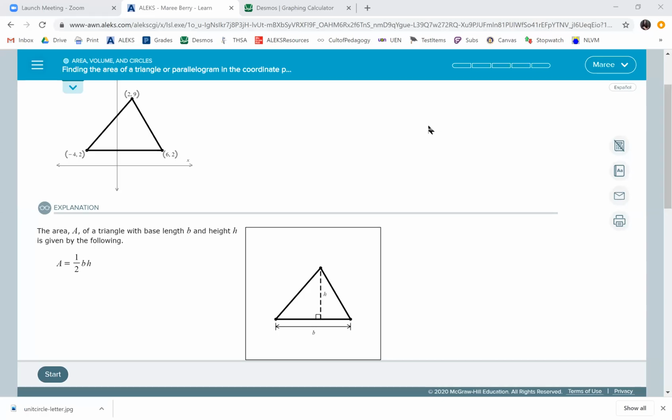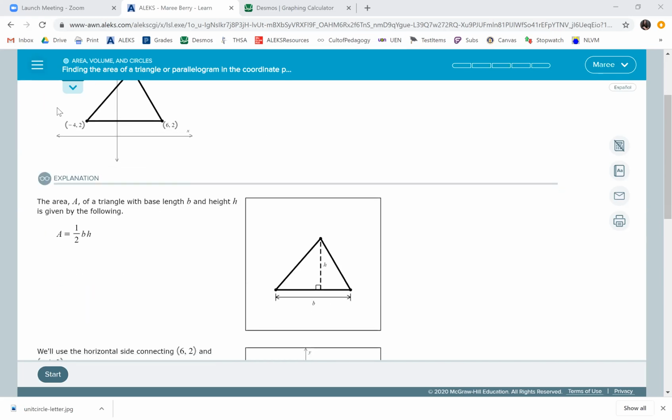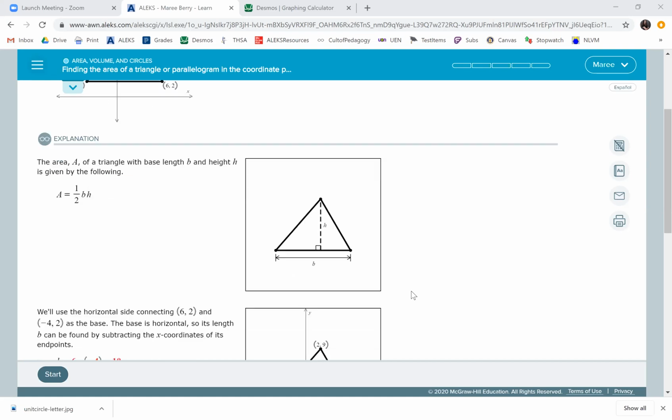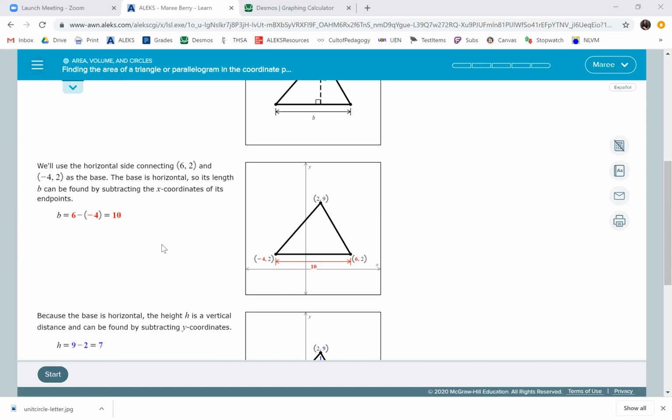This topic is super fun to do. We're just finding the area of a triangle, or a parallelogram, in the coordinate plane. Since it's on the coordinate plane, you just have to figure out how far apart the base is and the height. So you have to make sure that the base and height are perpendicular on both triangles and parallelograms. With a triangle, we have to remember to divide by 2 after we multiply base times height.